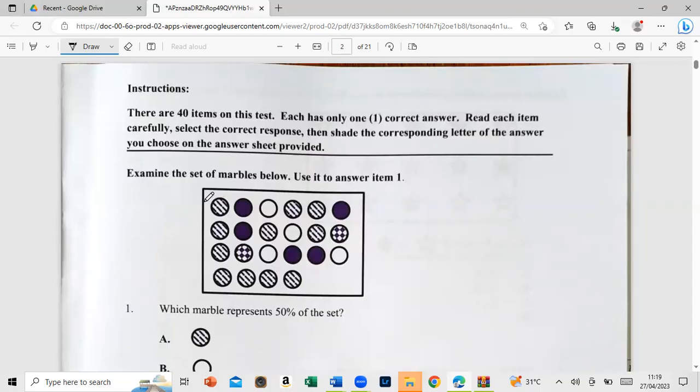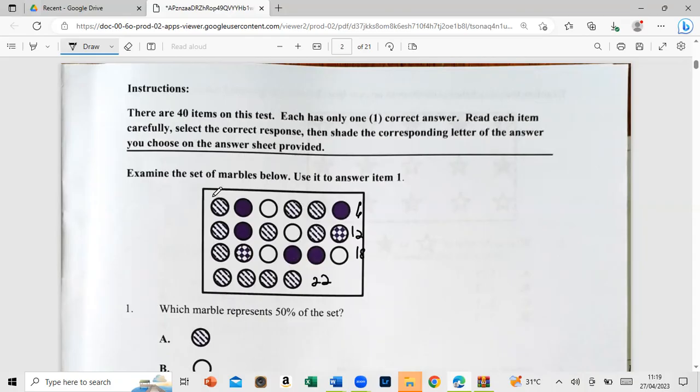So let's count how many marbles there are in all. 1, 2, 3, 4, 5, 6. Okay, so 6, 12, 18. 18 plus 4, that's what? 22. So it's 22 marbles. So we're going to look for the one that has 11.